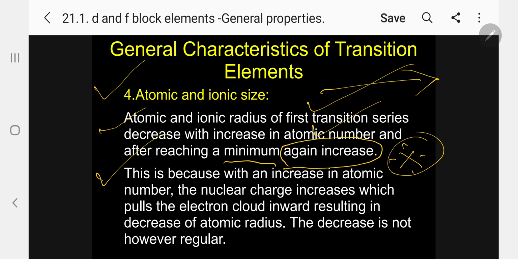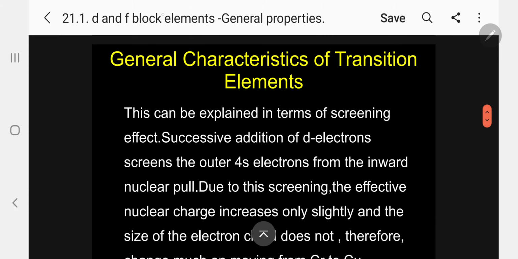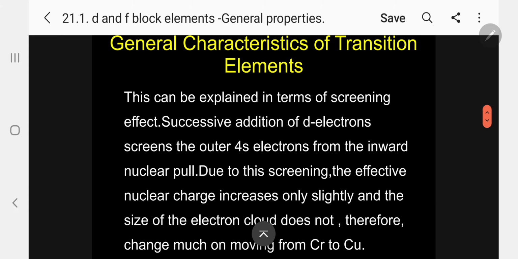This is because with an increase in atomic number, the nuclear charge increases, which pulls the electronic cloud inward, resulting in decrease of atomic radius. However, this decrease is not regular. Kindly follow. Depending upon the electronic configuration, it varies, half filled and completely filled like that. This can be explained in terms of screening effect.